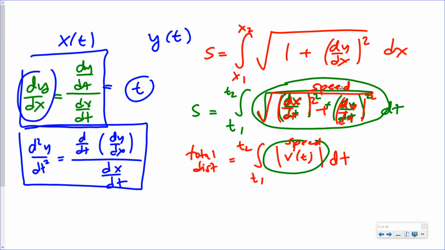Because remember, speed always has to be what? Speed has to be positive, right? If you take a square root of anything, that makes it positive. If you do an absolute value, that makes it positive. So speed always has to be positive. That's why it's just this inside part.